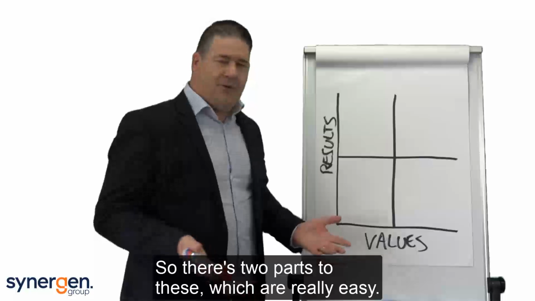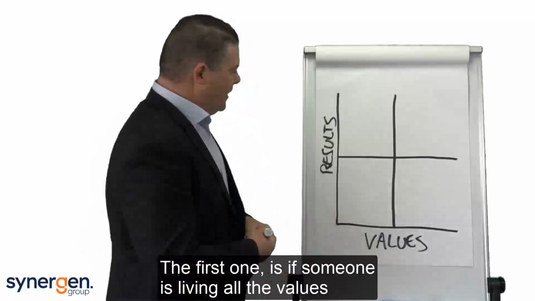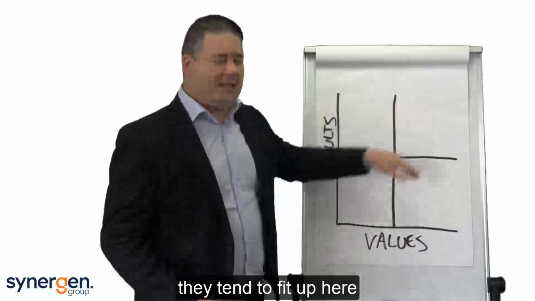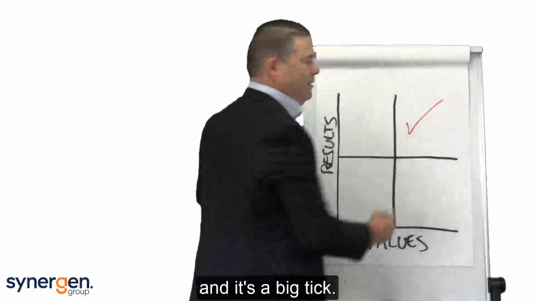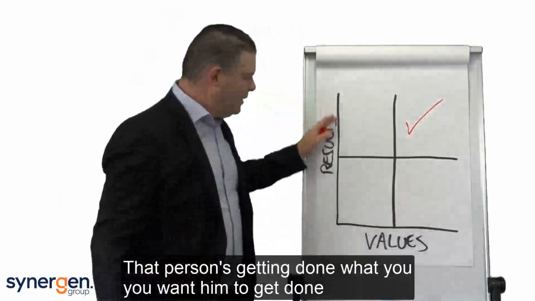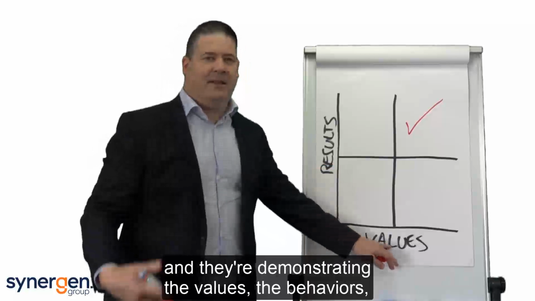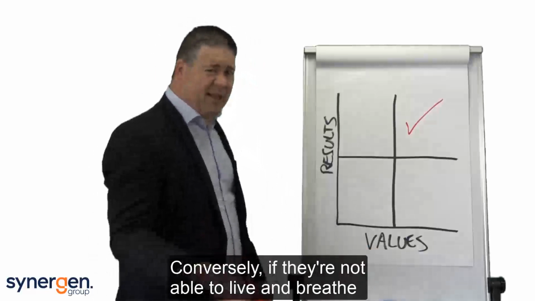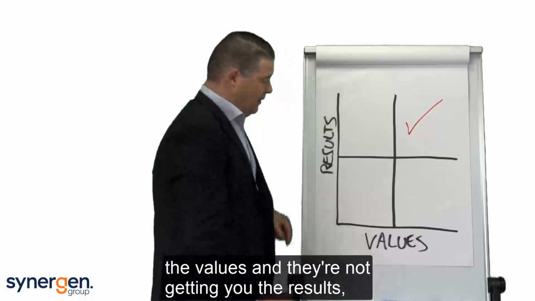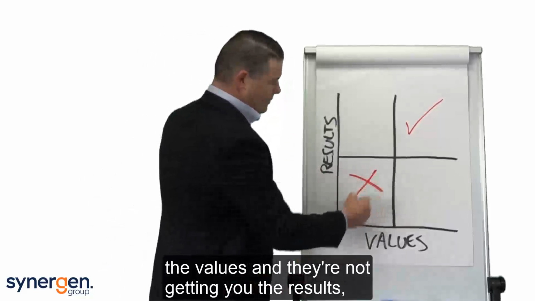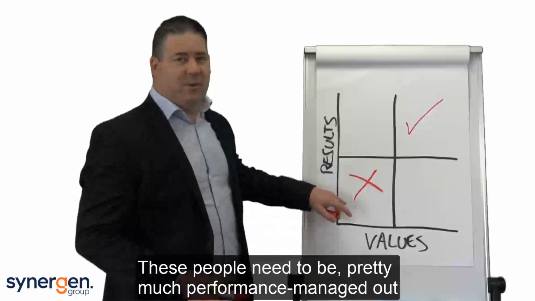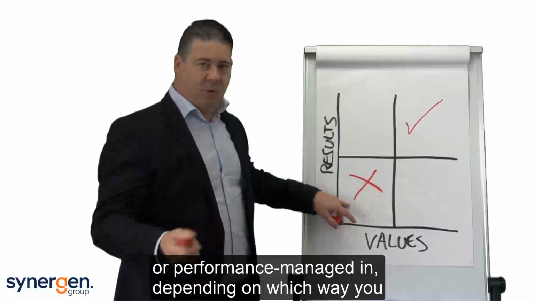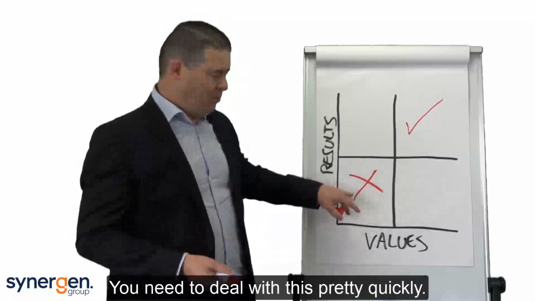So there's two parts to this which are really easy. The first one is if someone is living all the values and they're getting all the results, they tend to fit up here and it's a big tick. That person's getting done what you want them to get done, and they're demonstrating the values, the behaviours, the type of things which all make up part of culture. Conversely, if they're not able to live and breathe the values and they're not getting you the results, they're a cross. These people need to be pretty much performance managed out or performance managed in, depending on which way you seem to do it, but you need to deal with this pretty quickly.